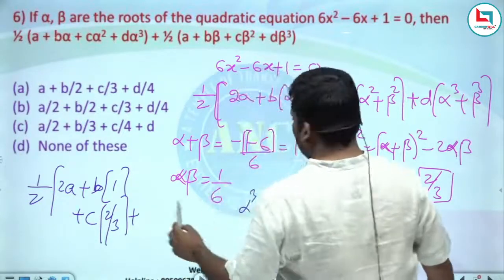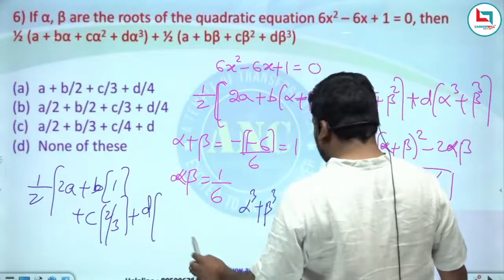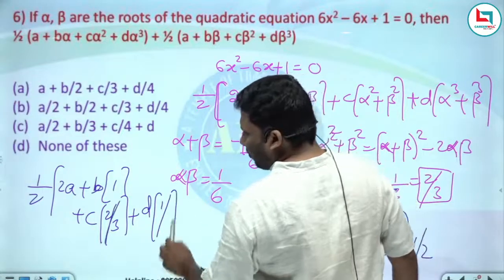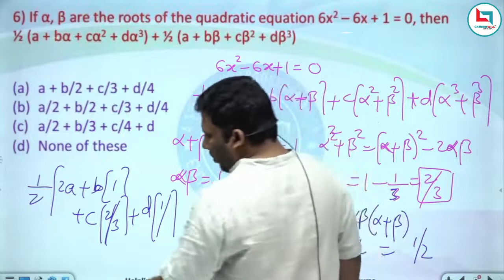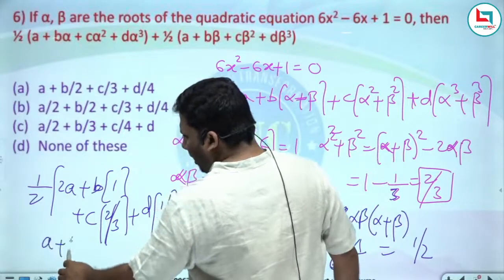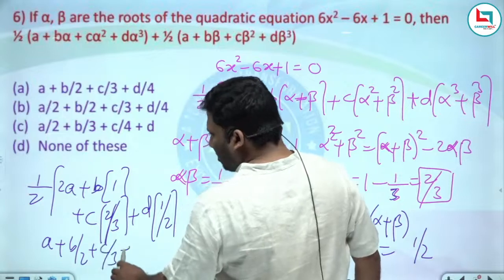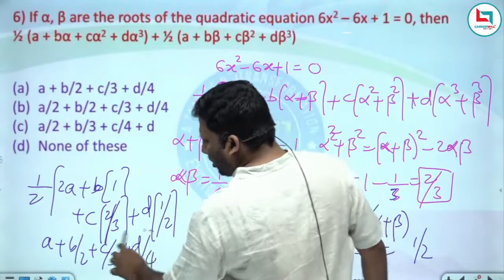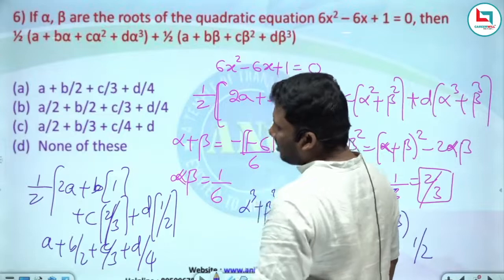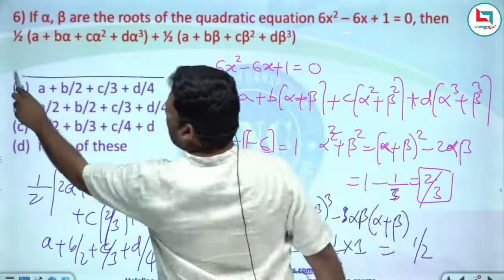Plus d into alpha cube plus beta cube. It is 1 by 2. It is 1 by 2. So this will become a plus b by 2 plus c by 3 plus d by 4. Where is the option? A plus b by 2 plus c by 3 plus d by 4.